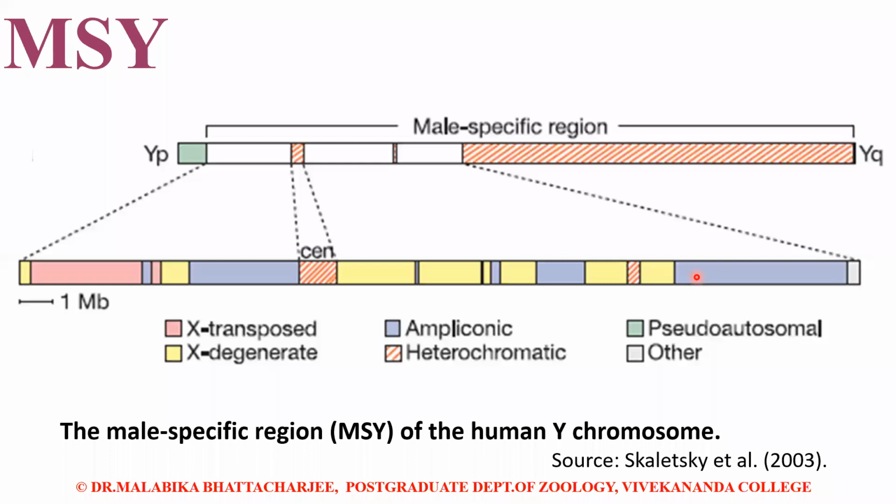Genes in the Ampliconic region encode proteins specific to the development and function of testes, and the products of many of these genes are directly related to fertility in males. So this is about the Y chromosome of the males. So with this, we come to the end of the topic, sex determination in humans.